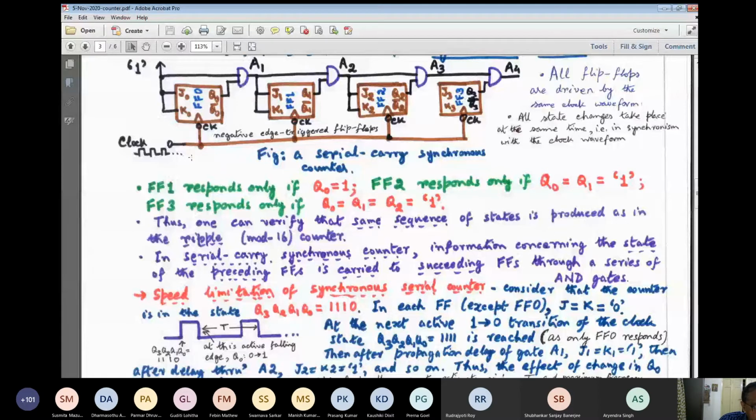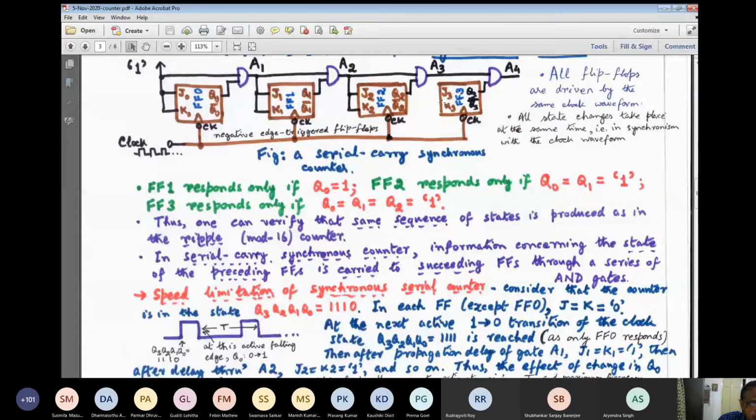So when a 1 to 0 transition comes, only this fellow will change from 0 to 1, but none of the other flip-flops. For that, you have to wait for the next triggering edge of the clock. Prior to that, this logic 1 is going to this, then serially to this, then serially to this, until it reaches the J, K inputs of the rightmost flip-flop.